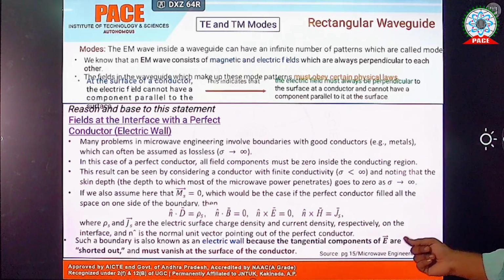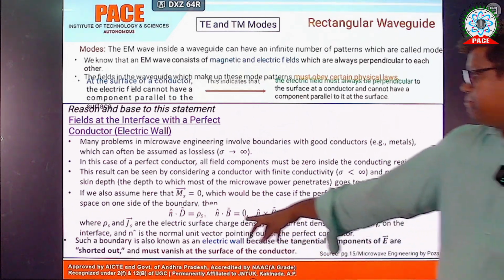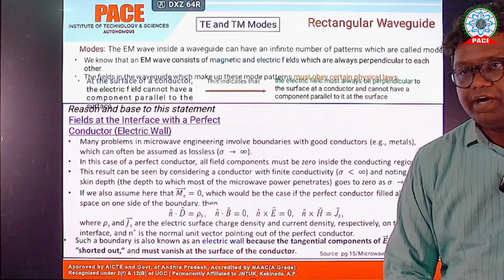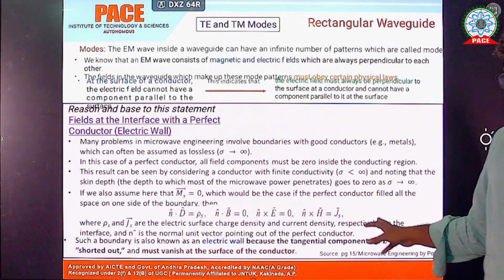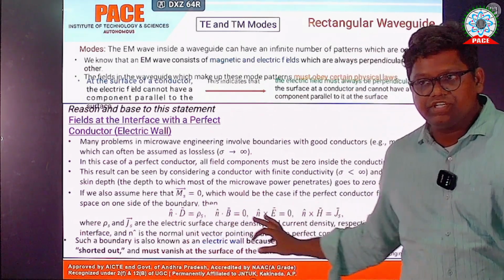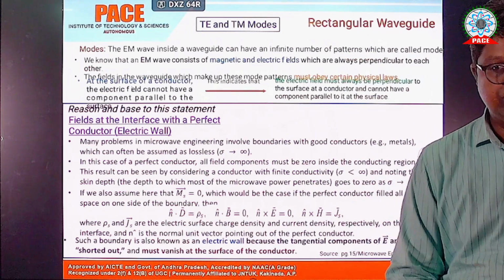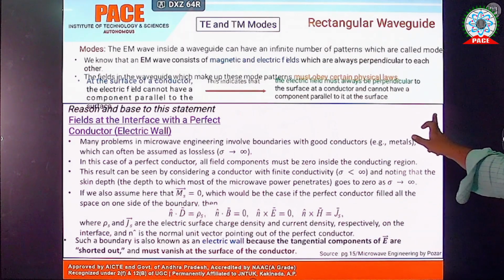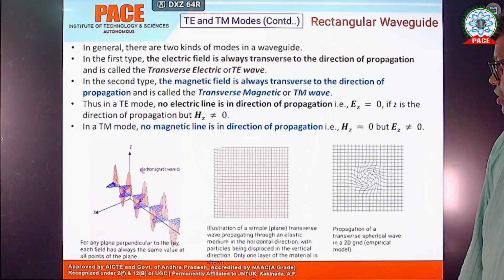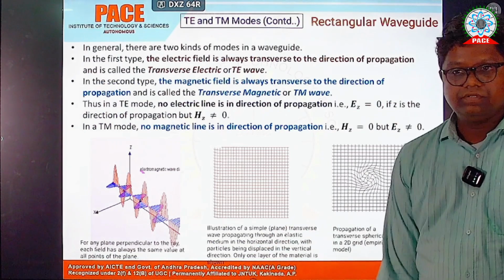So n cap dot D equals rho s, which assumes that it is a perfect conductor on the walls of this waveguide, and similarly by using Maxwell's equations and demonstrating these equations, we will come to know the waveguide and its frequency levels. So we will observe how the patterns in the waveguide will be done.